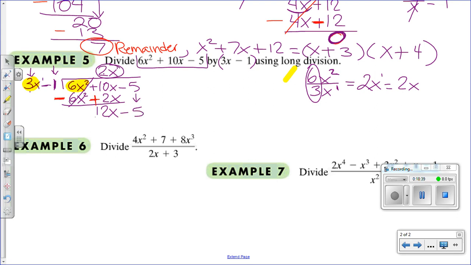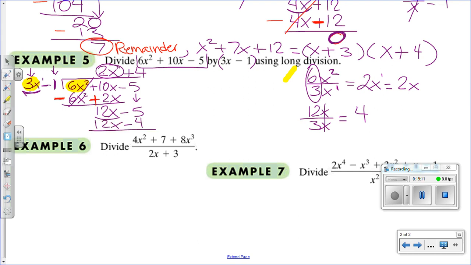Now what I'm going to do is divide 12x divided by 3x. And so I'm just going to write it down here, 12x divided by 3x, and so that will equal 4. It is only 4 because x divided by x cancels, or in other words, it makes a 1. Now that number will be here, part of the quotient. And now what we need to do is multiply 4 times 3x will be 12x. 4 times negative 1 is negative 4.